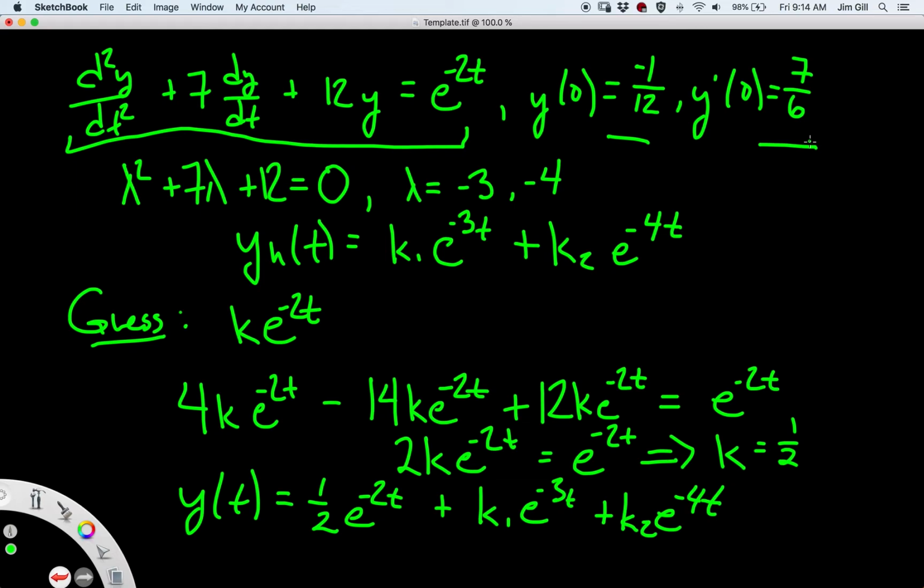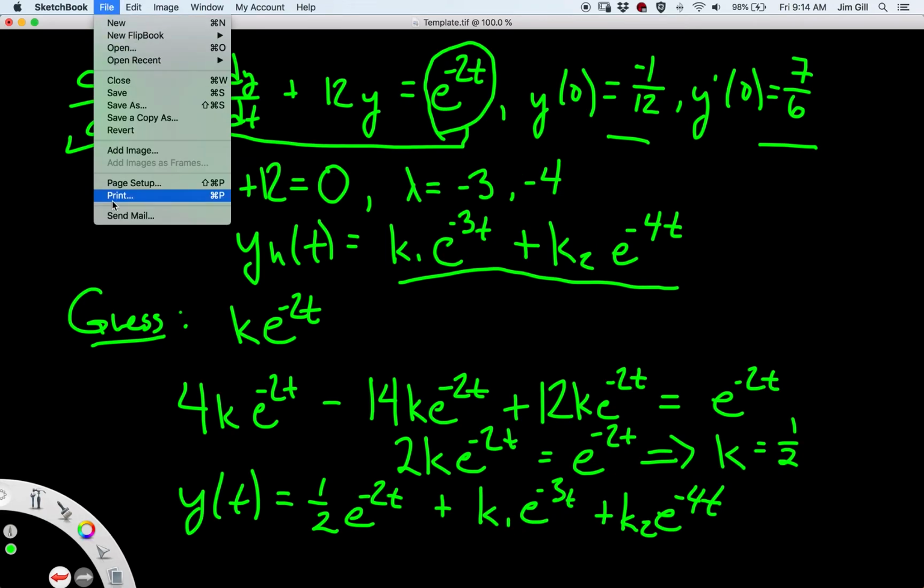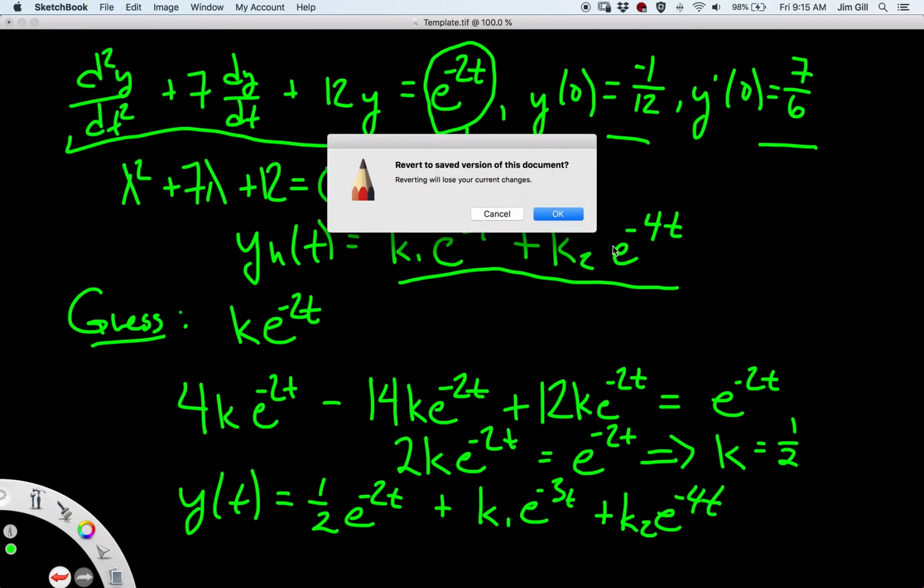So this is what happens when the driving term is not a part of the homogeneous solution. Let's take a look at another example. It's actually going to be the same example, but here the driving term is going to be part of the homogeneous solution. So let's see what happens when we do that.